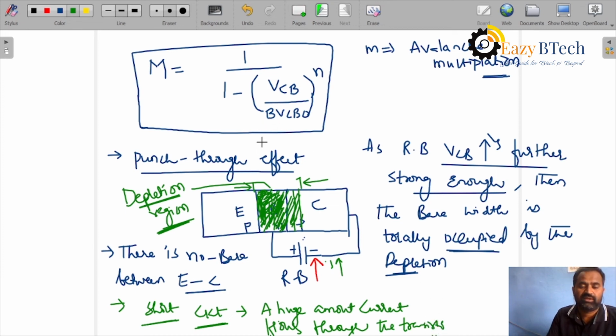Okay, so we have two cases. The first case is that as the reverse bias voltage increases further, effective base width modulation takes place, and some of the base width is covered by the depletion region. Now as you increase the reverse bias voltage further, strong enough, the width of the base region is totally covered by the depletion region. Now this is self-destruction, which means the transistor gets damaged.